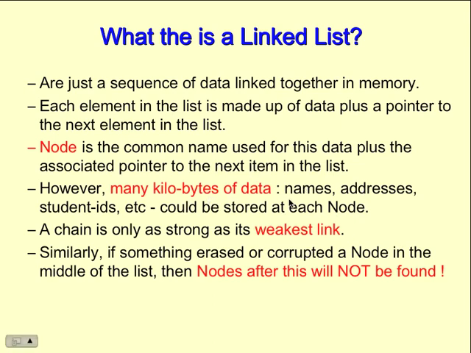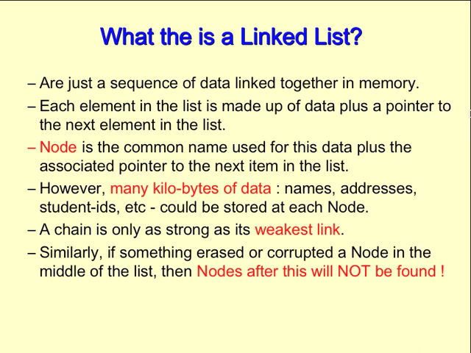Oh, what do we got here? Many kilobytes of data, names, addresses, student IDs can all be stored in each one of these nodes, as I mentioned before. So we chain them all together. The chain is as strong as its weakest link, just like the TV show. So if we lose one of the nodes, we've lost the list, because they're all holding hands together, and we break one of the hands, and poof, there goes the end of the list. Which actually happens in programming sometimes.